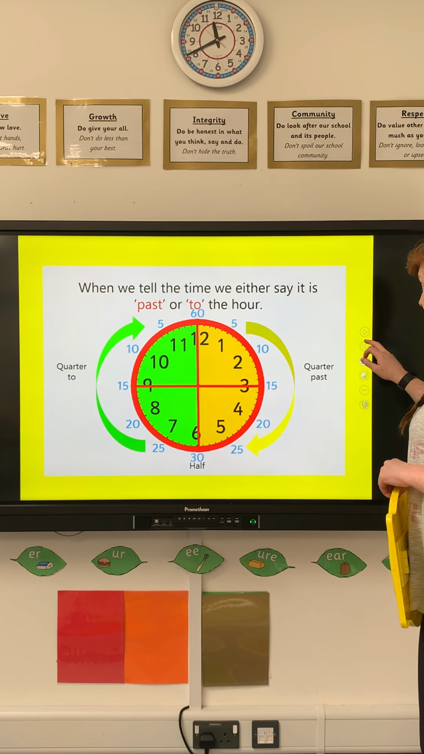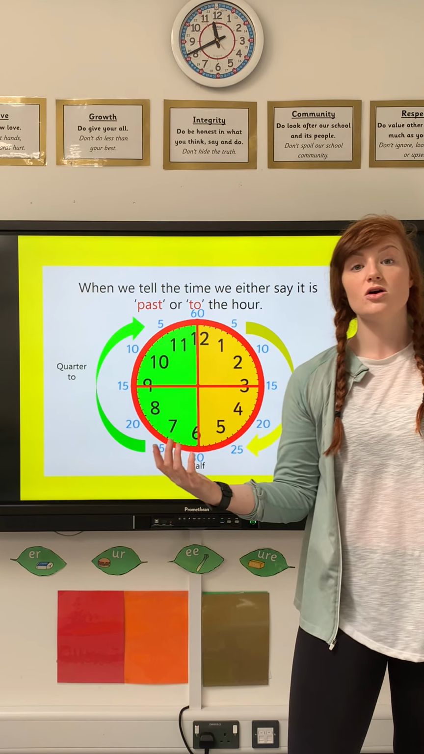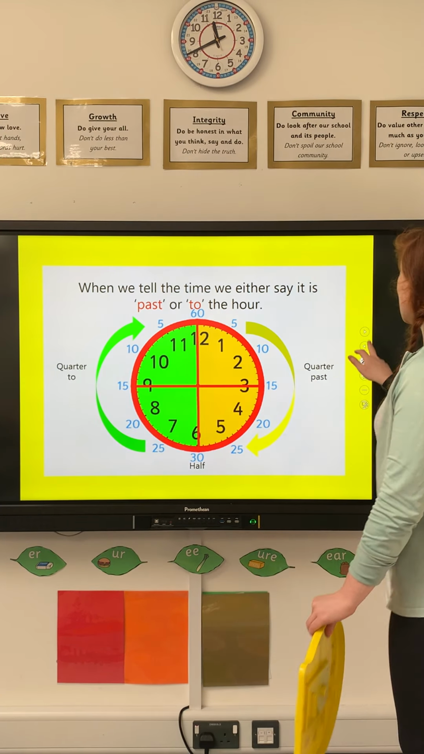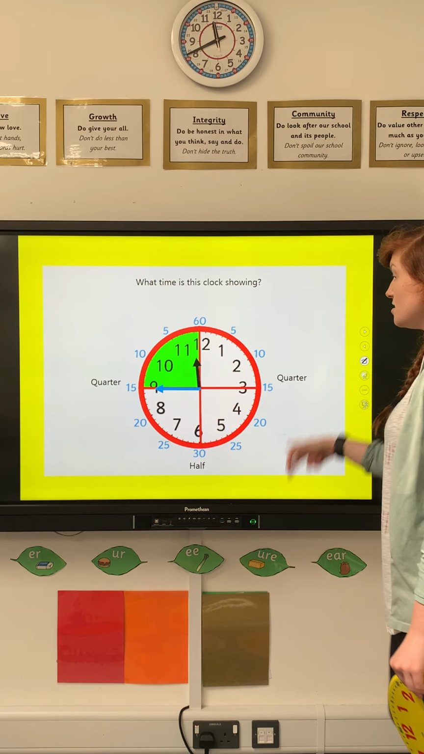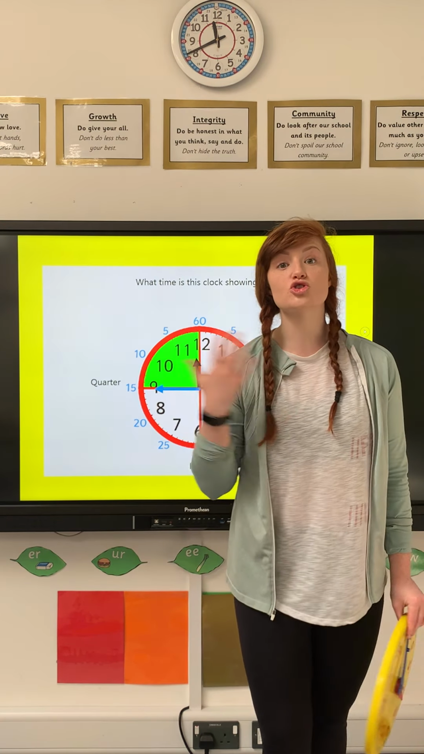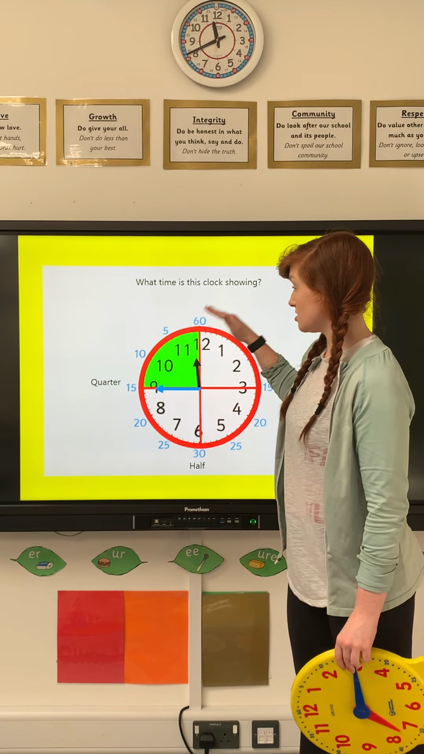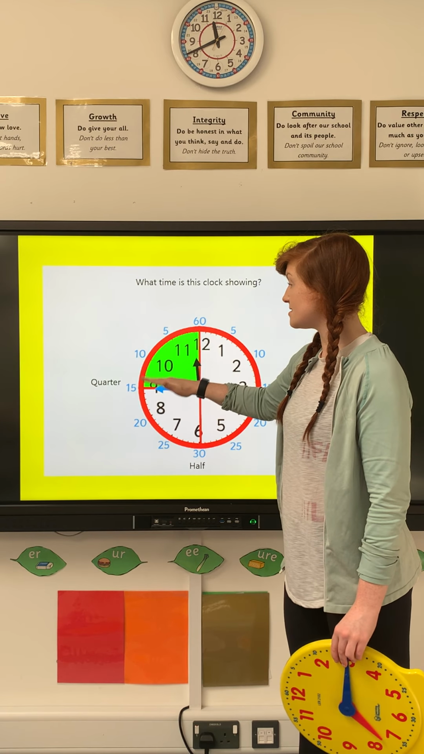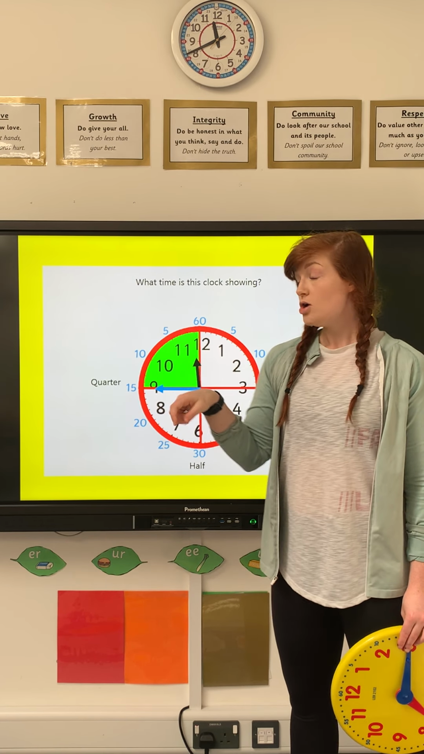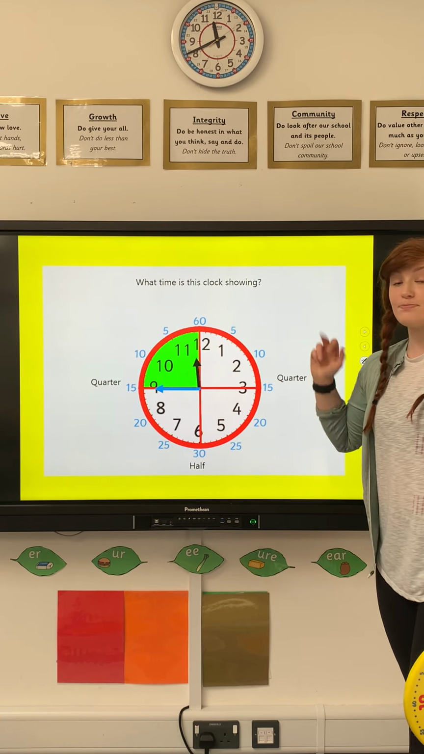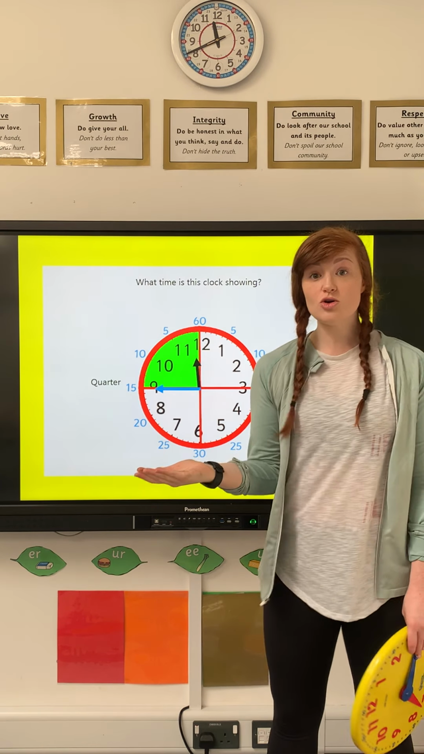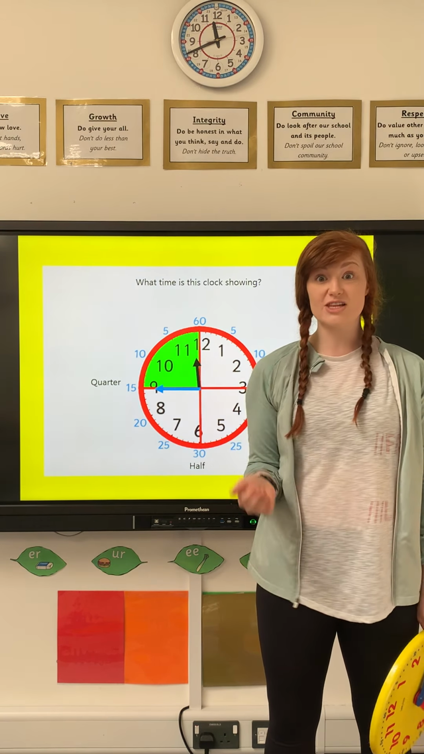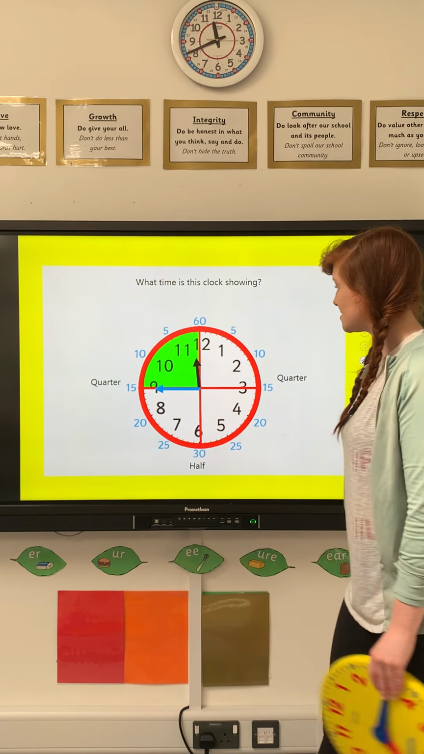So, as I said before, we either say it's past the hour or to the next hour. This time we're going to be looking at 1:45. So that's this side of the clock, and that's 15 minutes until the next hour. So a quarter past the hour is 15 minutes past that hour, and a quarter to the hour is 15 minutes until the next o'clock time, until the next hour.